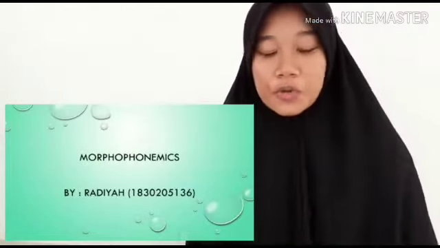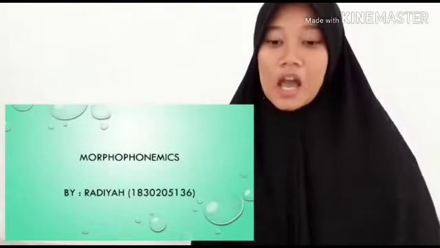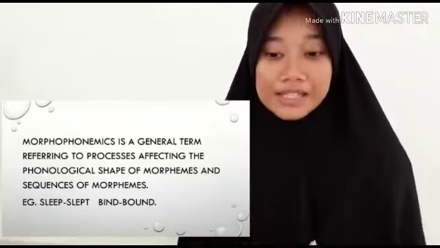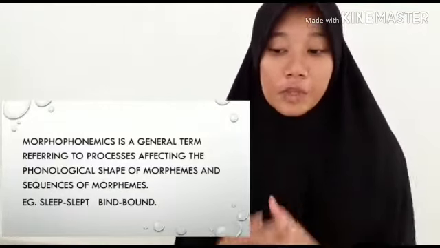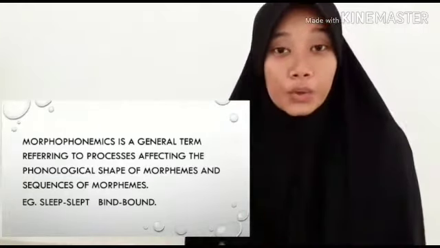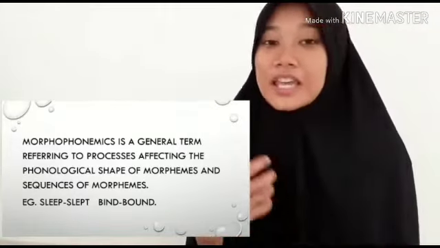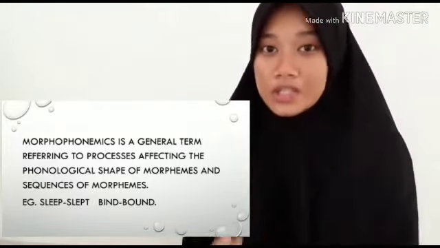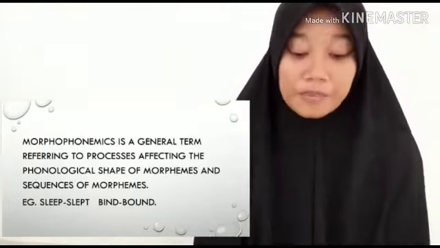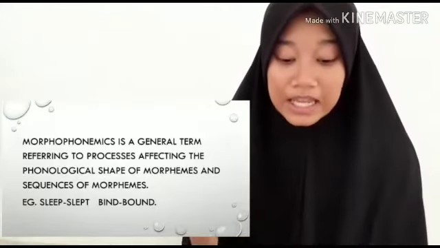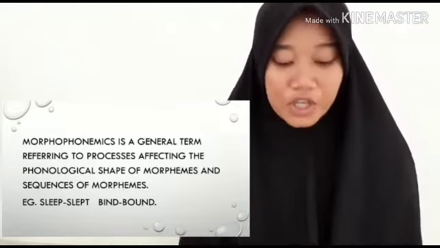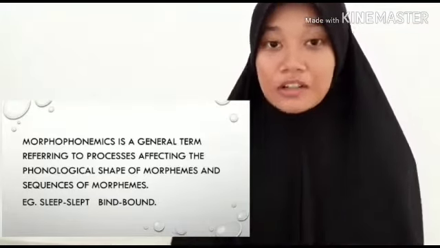I'm from group 9. So for today, I'm going to explain to you about morphonemics. Morphonemics is a general term referring to processes affecting the phonological shape of morphemes and sequences of morphemes. In other words, when we talk about morphonemics, we study the relationship between morphology and phonology. And morphonemics involves an investigation of the phonological variation within morphemes, usually marking different grammatical functions.